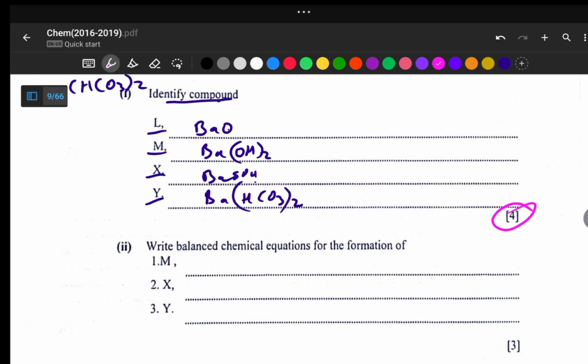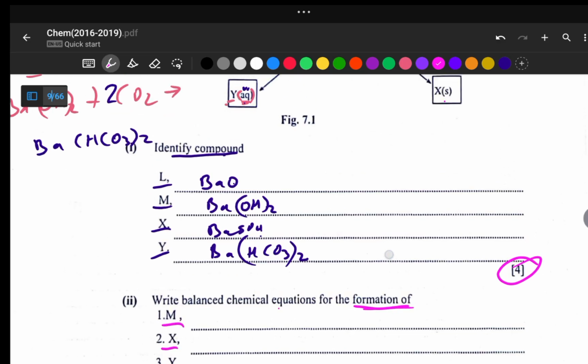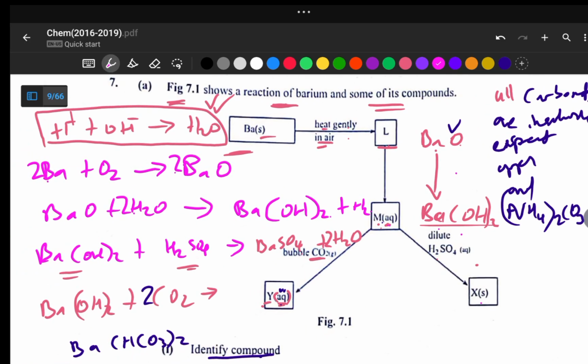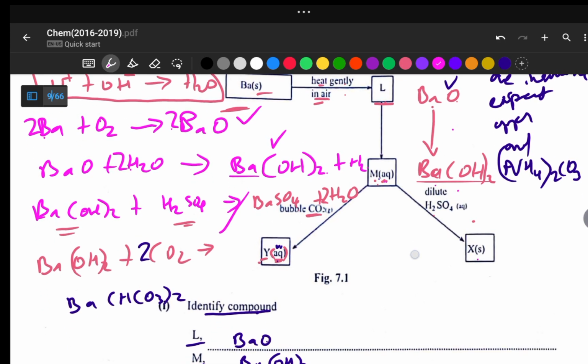And then write a balanced equation for the formation of M, X, and L. So for the formation of M, this is the equation. And then for the formation of X and L, these are the equations, right? So these are the equations for all these processes, right? So we have already done that.